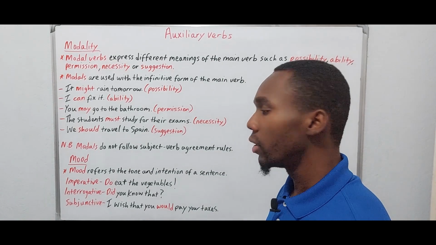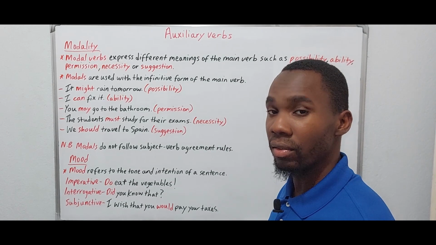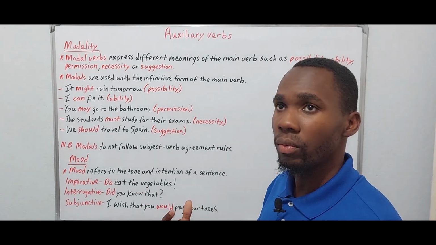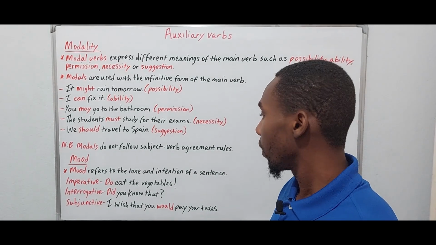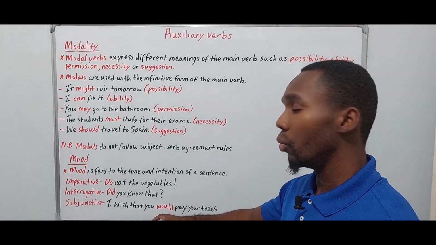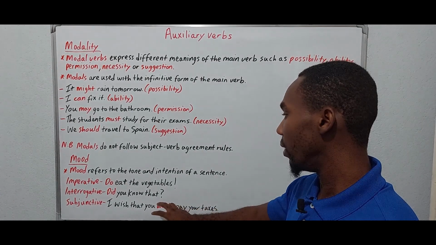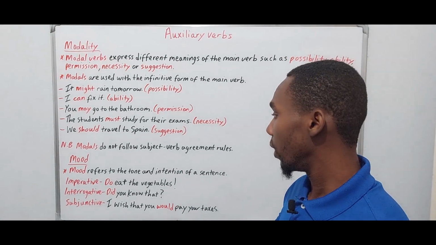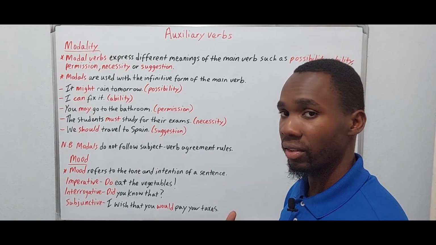And the subjunctive. And the subjunctive is used to talk about wishes, desires, or hypothetical situations. So, to talk about situations that are not based in reality, right? I wish that you would pay your taxes. You would in this case would be our auxiliary verb because it is giving assistance to the main verb, which is pay, right? And this sentence expresses a desire, right? It expresses a desire.